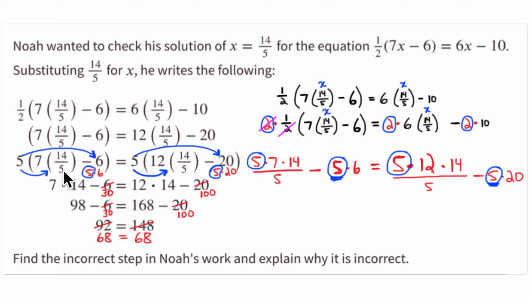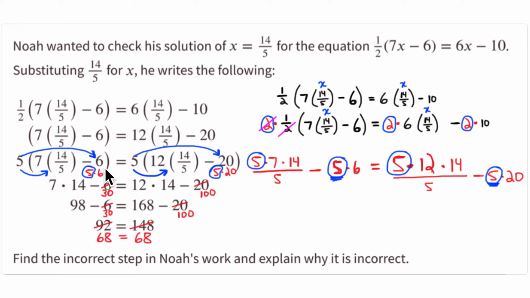So that's okay. But then he forgets. Using the distributive property, you have to multiply both terms by the factor outside the parentheses. So he forgets to multiply the 6 times 5. If you have 5 groups of this, then you have 5 of these things, 7 times 14/5, and also you have 5 6's. 5 times 6 is 30. So he forgets the second 5 right here, the second factor. It's almost as if he says, I'm going to get rid of this 5 by multiplying by 5. Okay, I'm done. But he forgets.